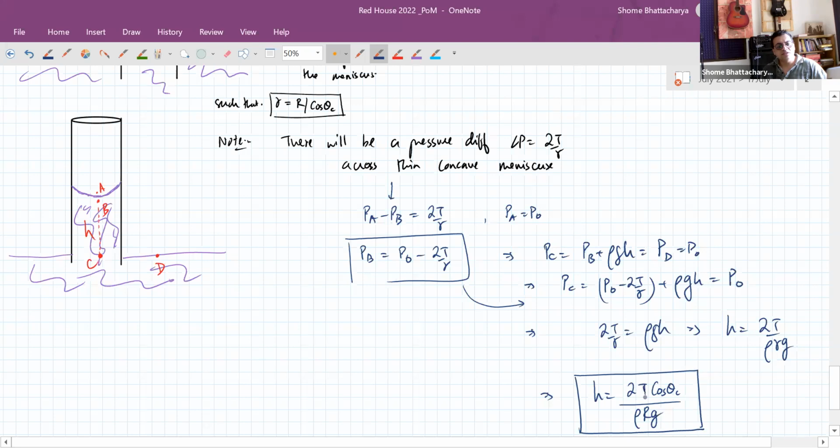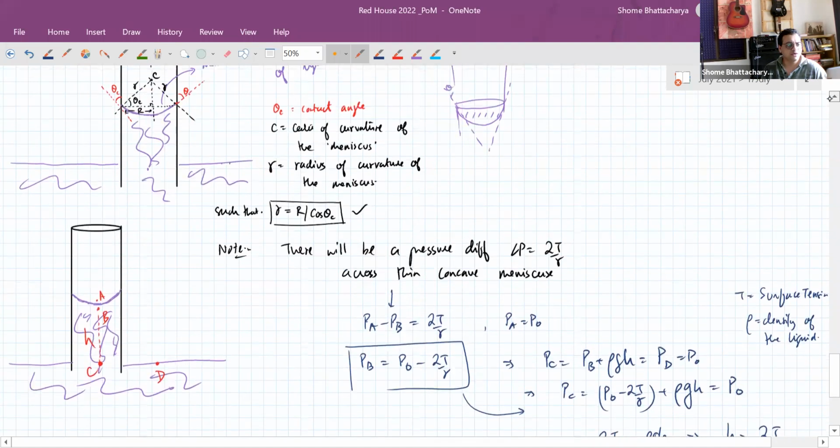It is inversely proportional to the radius of the capillary and the density of the liquid. So here T is surface tension, for the same fluid. So this is the other important formula. So two important formulae while doing problems. One is the relationship between the radius of the meniscus and the radius of the capillary. And of course, we've seen earlier already that theta c is the contact angle.